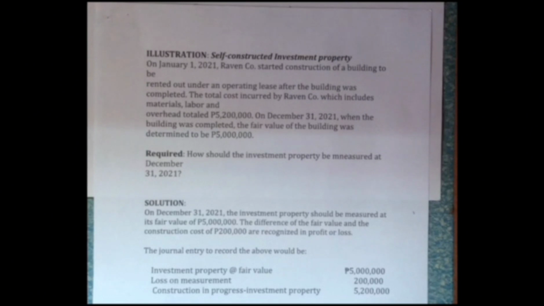On January 1, 2021, Raven Corporation started construction of a building to be rented out under an operating lease after the building was completed. The total cost incurred by Raven Corporation, which includes materials, labor, and overhead, totaled 5,200,000 pesos. On December 31, 2021, when the building was completed, the fair value of the building was determined to be 5 million. Required. How should the investment property be measured at December 31, 2021?